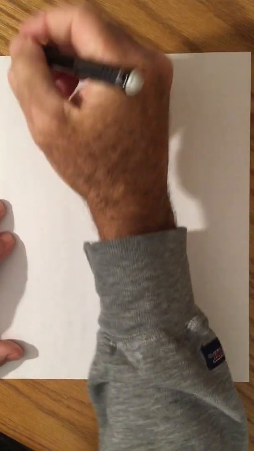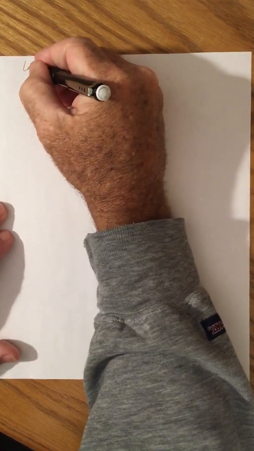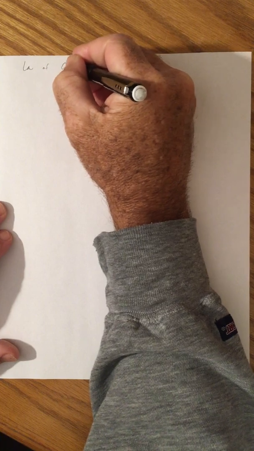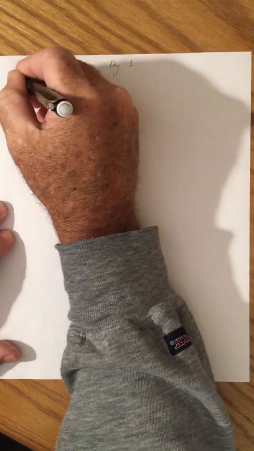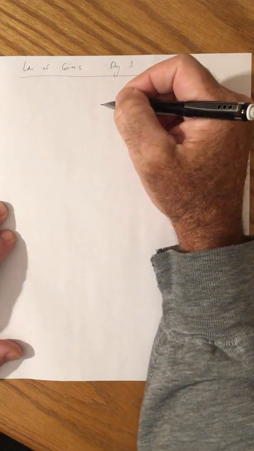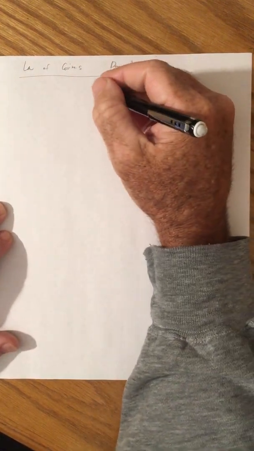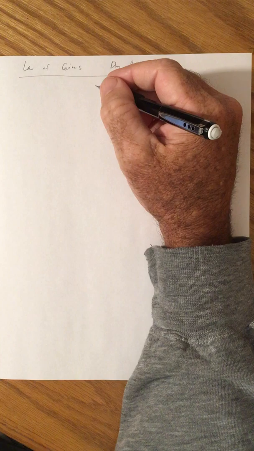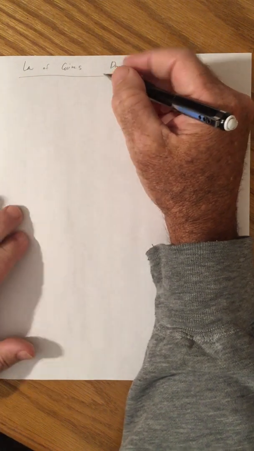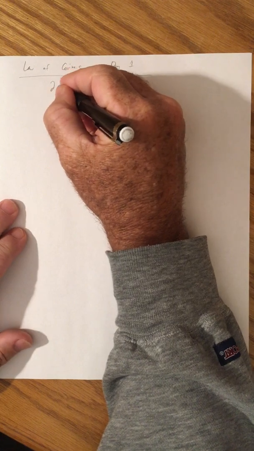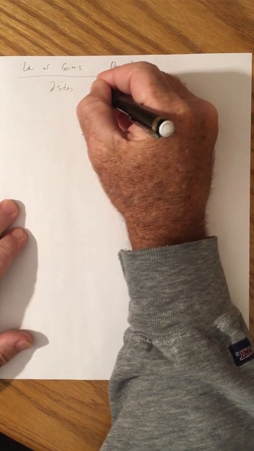Today's topic is law of cosines, and this will be day one of law of cosines. Two problems, that's it. Okay, now first of all, I'm going to write down, there's two ways of using the law of cosines. One is when you're given two sides and one angle.